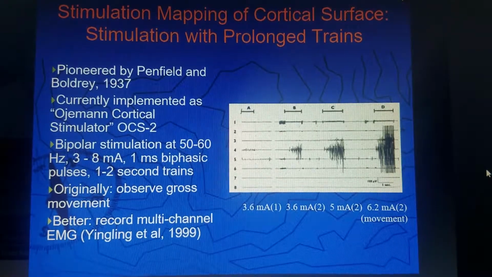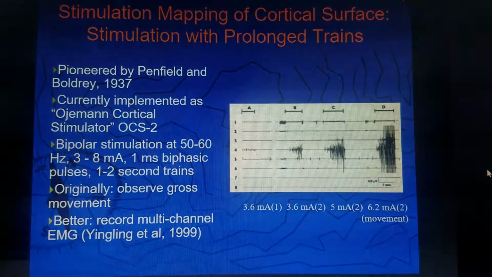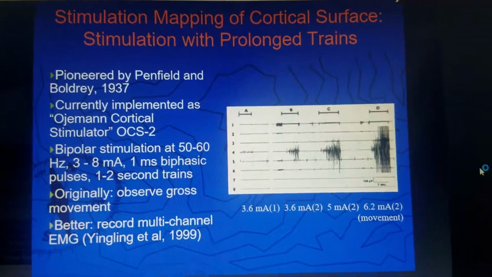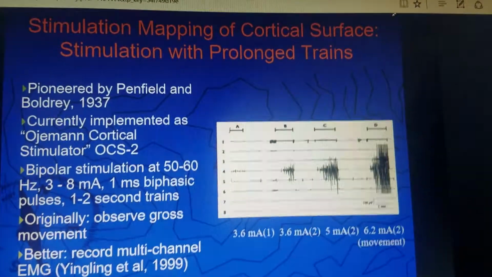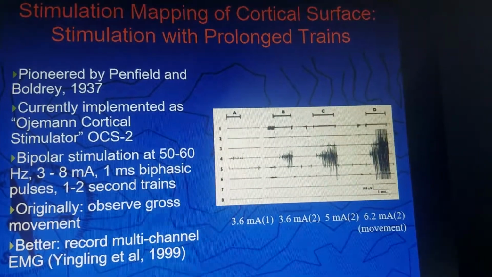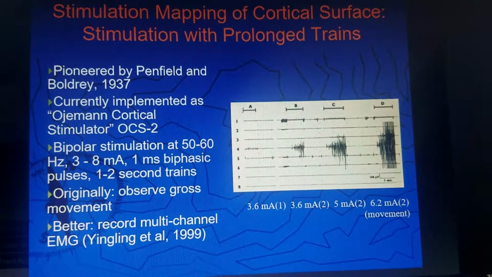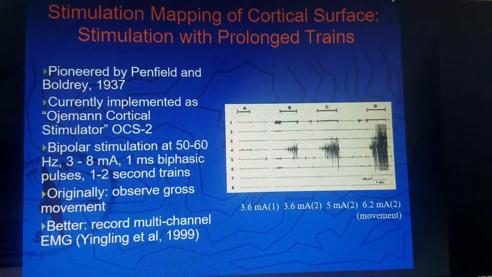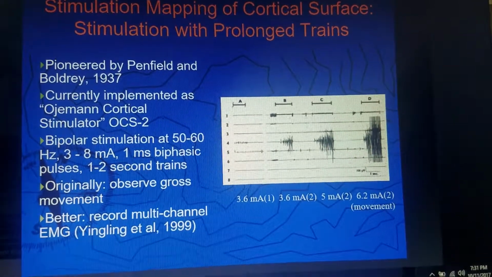Turning the stimulus up to 5 milliamps, we see a much larger response. And finally, at over 6 milliamperes at the same site, the response is so large that it's off the screen, and the anesthesiologist finally says, oh, he's moving his arm. So at the lower stimulation intensities, it was very clear that we had a good motor response, but there was no movement. So it takes a much lower level of stimulation if you record EMG as opposed to looking for movement.